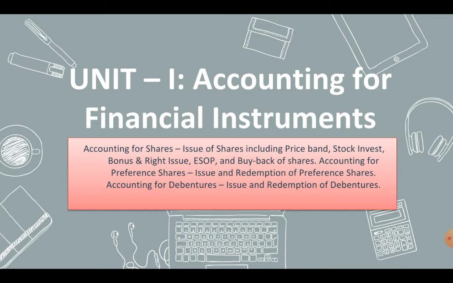companies, etc. So when we're talking about Unit 1, as we've already said, it is accounting for financial instruments. Under this unit, we'll be dealing with accounting for shares, wherein issue of shares will be decided, including the price band, and then stock investing, bonus and right issue, ESOP, that is employee stock option plan, and buyback of shares. And besides that, we will also be dealing with accounting for preference shares, wherein we'll be dealing with issue and redemption of preference shares.